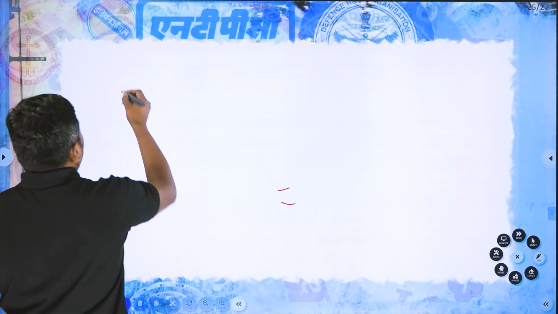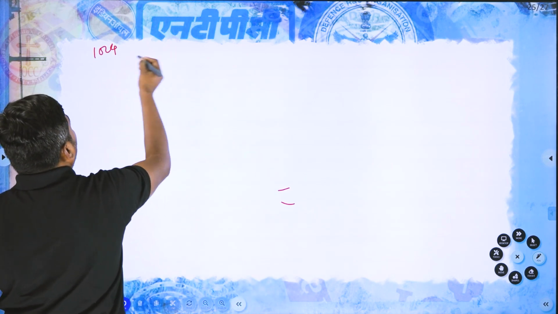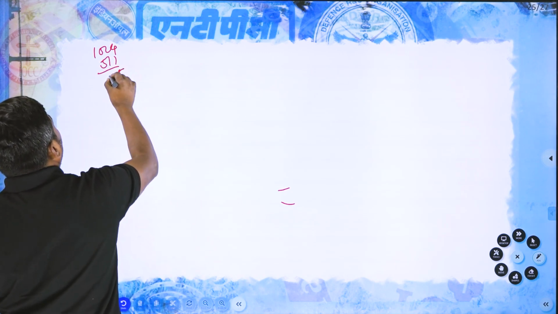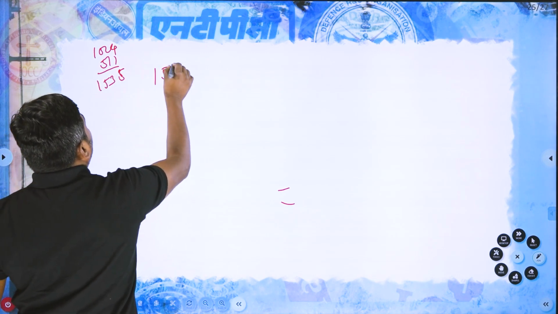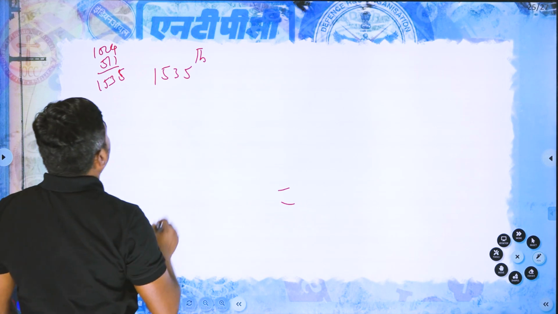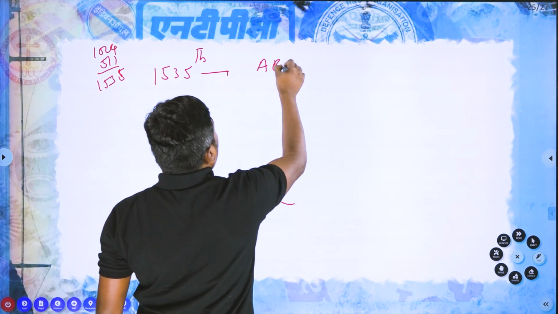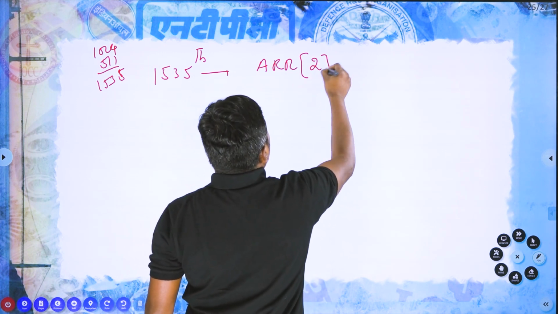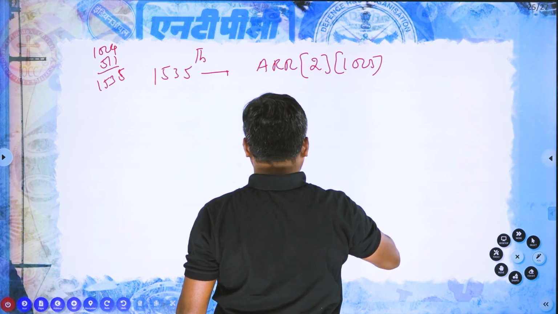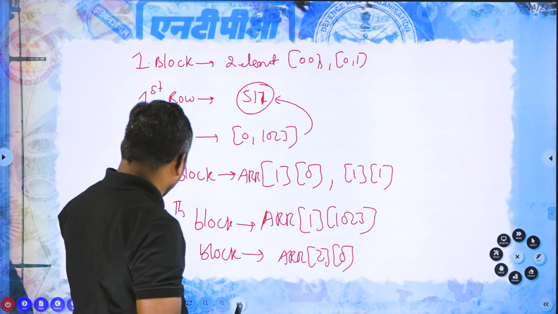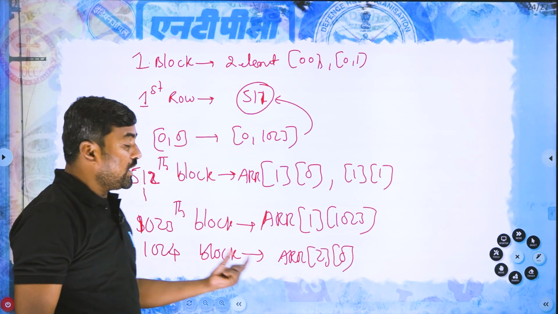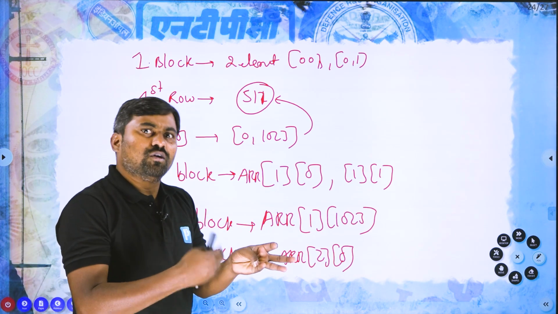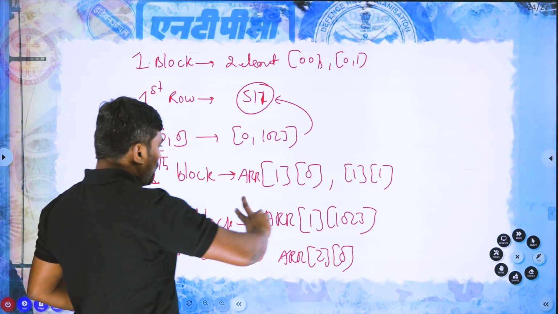Similarly I will write the next point also. Now for the next row, anyway each row contains 512 blocks, right? If I take 511, the block contains, check it, ARR of 2 of 1023. Am I right? Am I right? You can see 1024 contains 2 of 0, and the end of the third row. Please understand, first row is 0, second row is 1, third row is 2 onwards, like that. Getting my point? I hope you are getting my point.